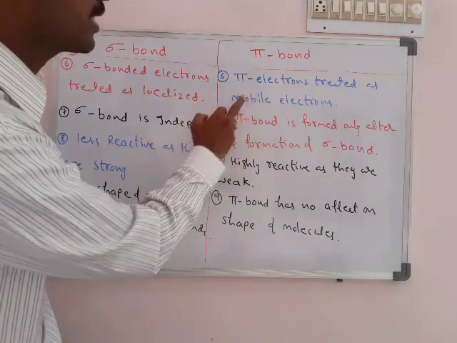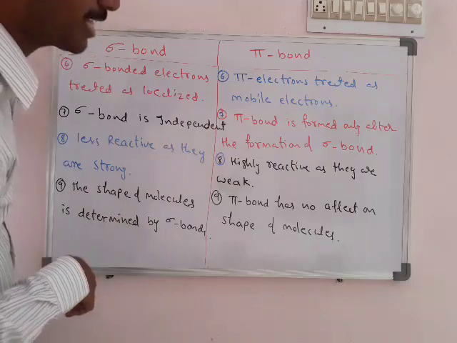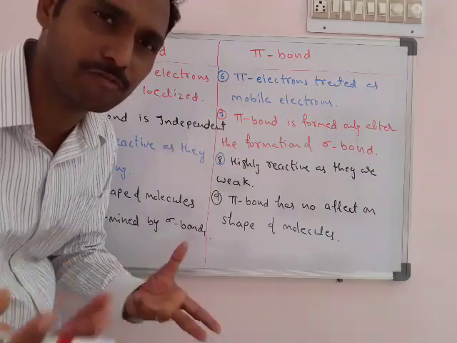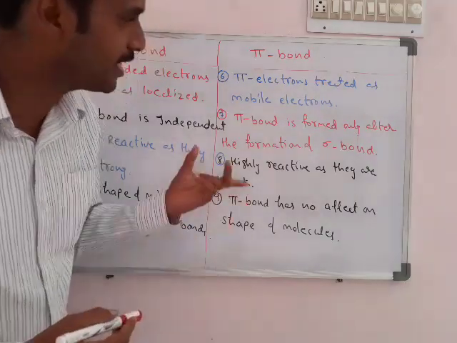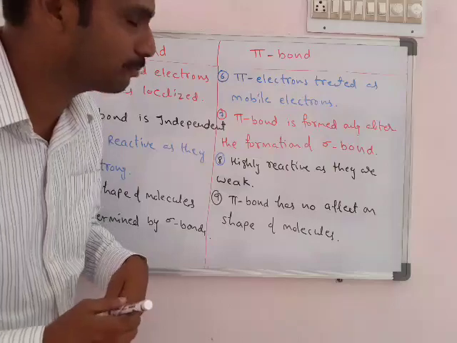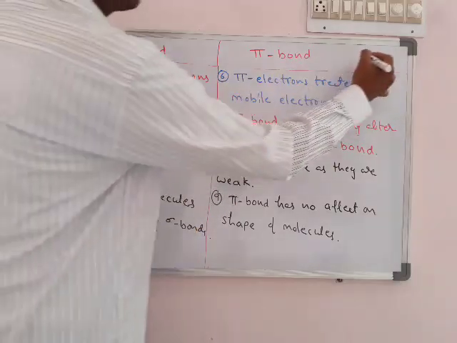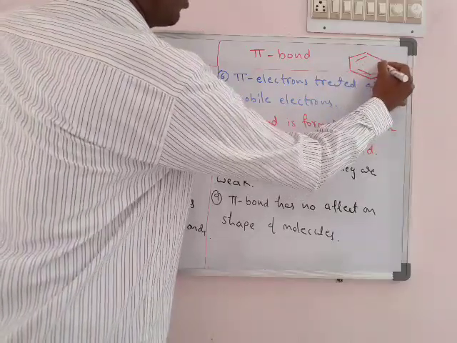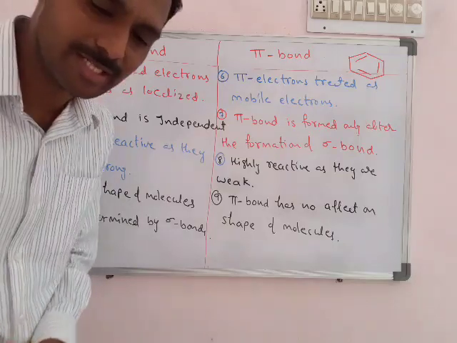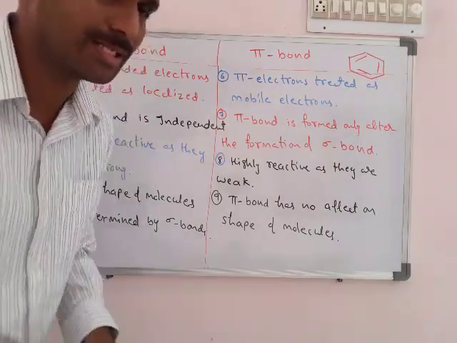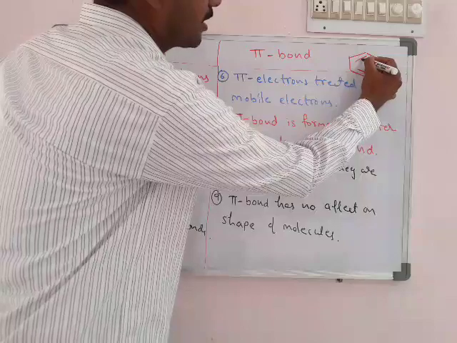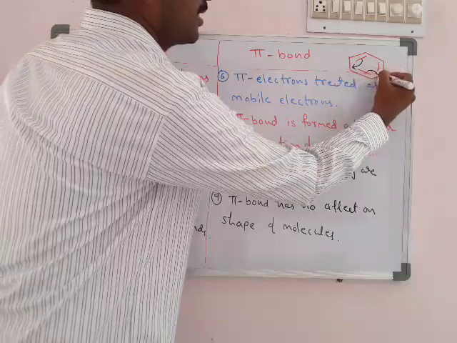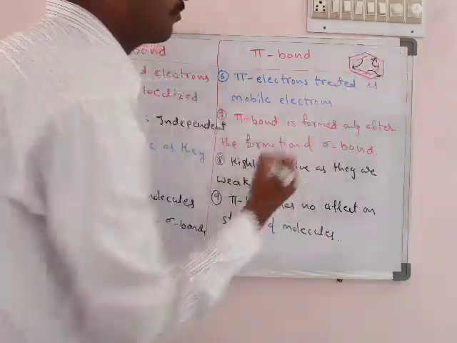Whereas pi electrons are treated as mobile electrons. Mobile means moving, like when we use mobile phones. Moving is possible for pi electrons. For example, if you take benzene, there are alternate double bonds present, and the pi bond can be shifted to the next place, and then shifted to this place.